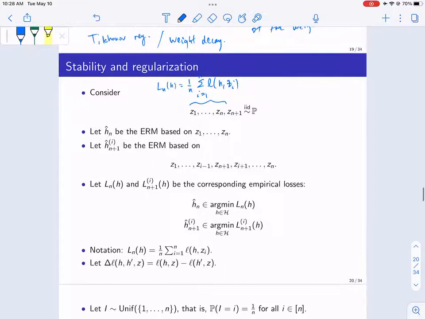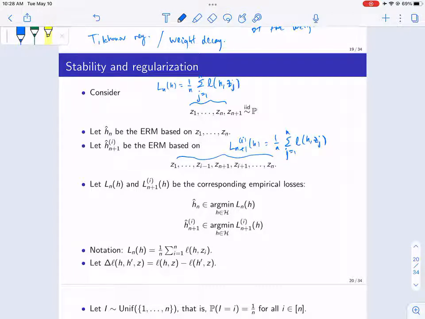And then what I'm going to do is replace the ith sample with this new sample and just throw out the ith sample. Now I have another set of n data points. I'm going to call the loss based on this L_{n+1}^i. The notation is not good, so I should probably use j from 1 to n to avoid a clash of notation with the i. Let's write this as j.